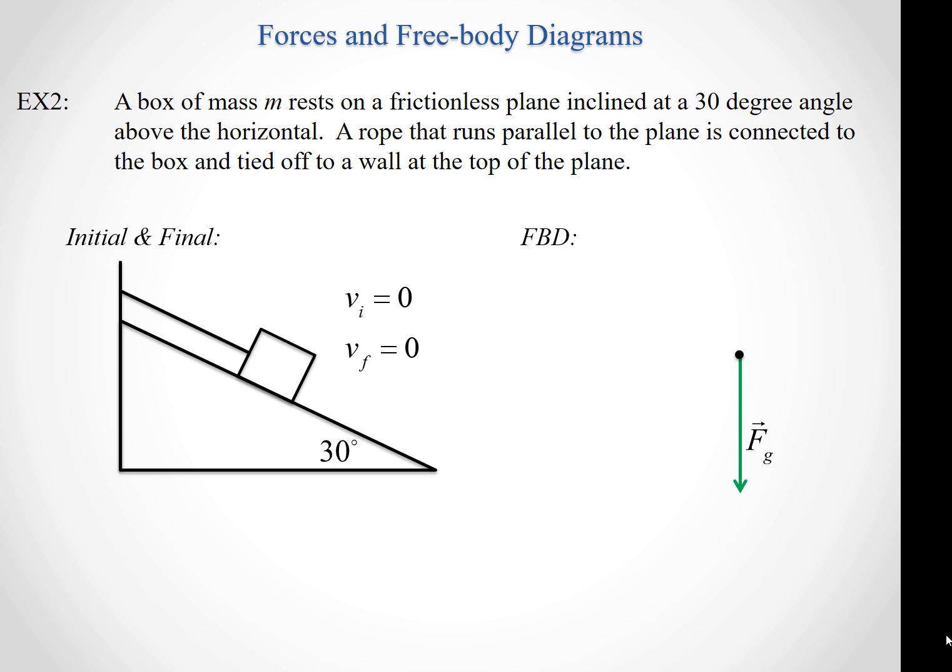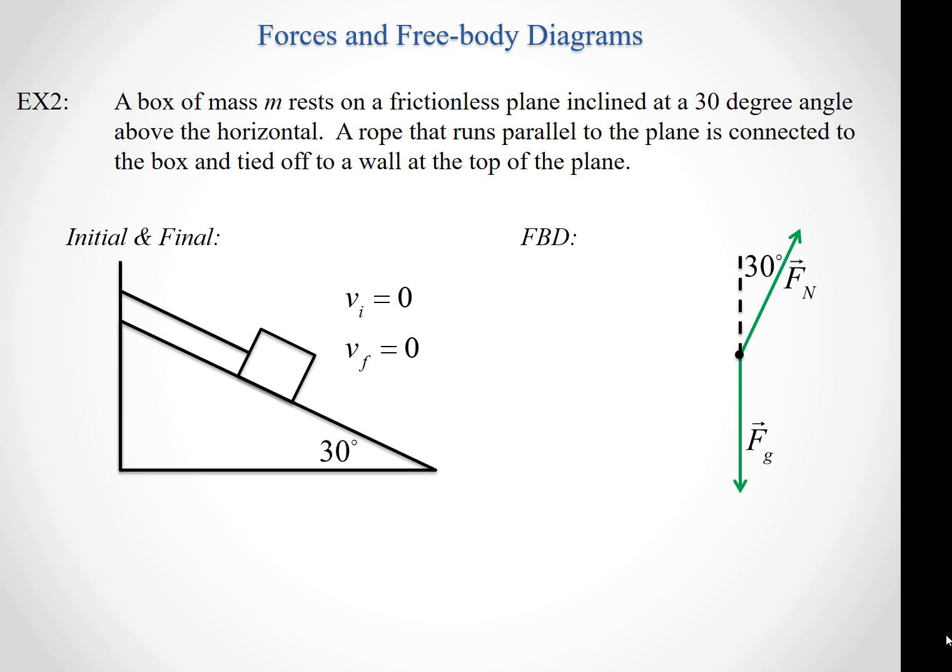Is the box in contact with the surface? Yes, it's in contact with the plane, so there will be a normal force in the free body diagram. Because the plane isn't horizontal and the normal still needs to be perpendicular to the plane, the normal force must point up and to the right. By tilting the plane 30 degrees from the horizontal, the normal has been tilted by that same 30 degree angle from the vertical. Do I need friction? In this case, the answer is no, because I'm told in the problem that the plane is frictionless.